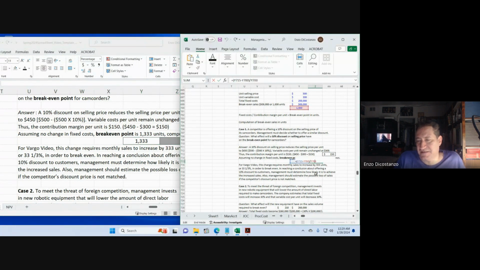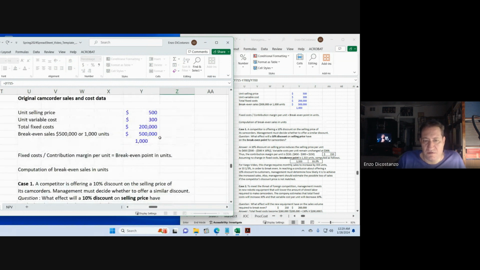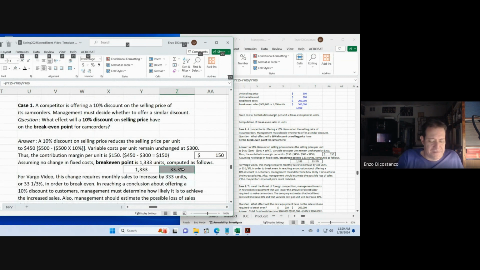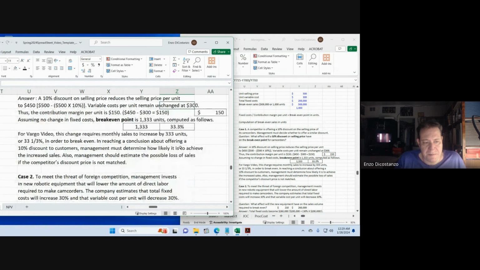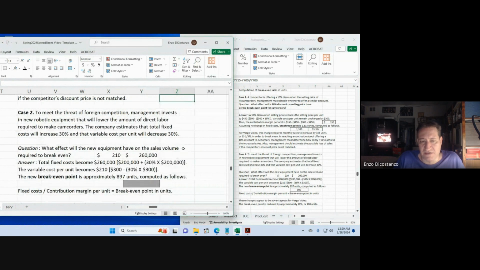And again, this obsession with percentages: I need to sell 33% more, because I'm getting less per unit. So that's a 333 unit increase to break even. These are very good assessments. Managers say, how likely are we to sell more volume at a lower price? How likely are we to do that?